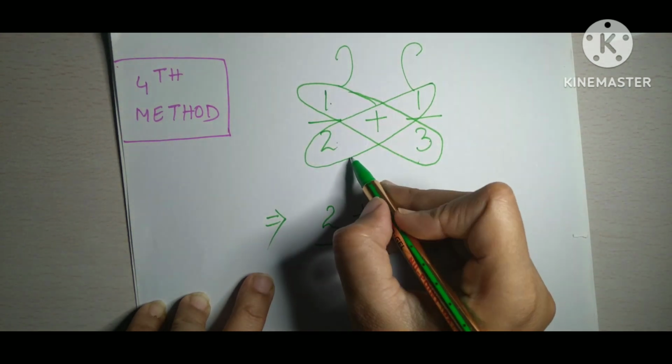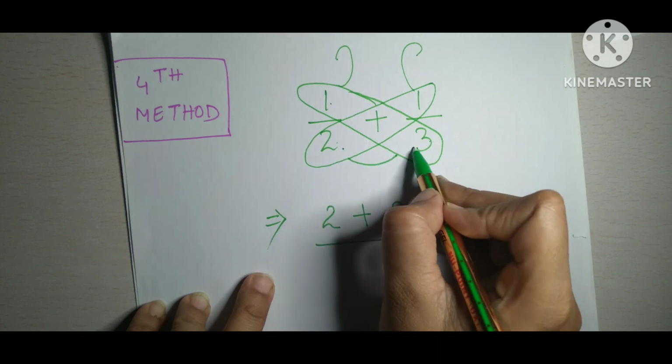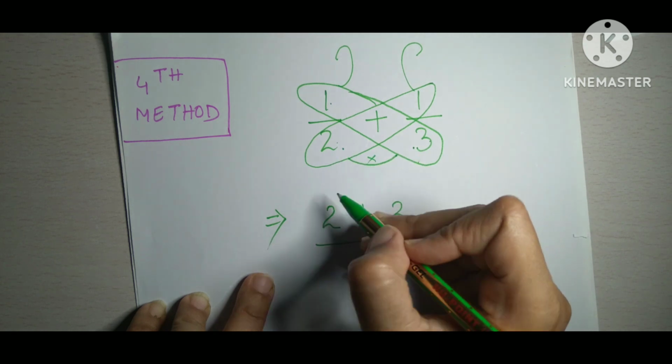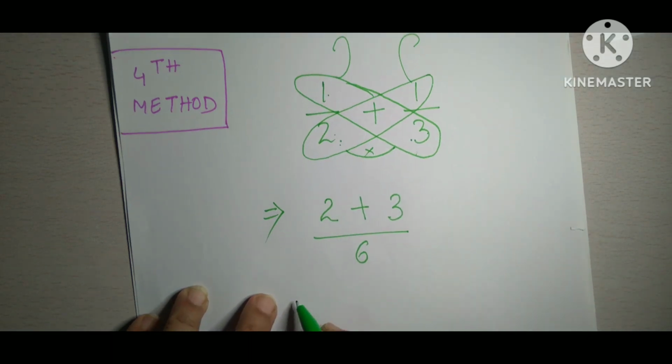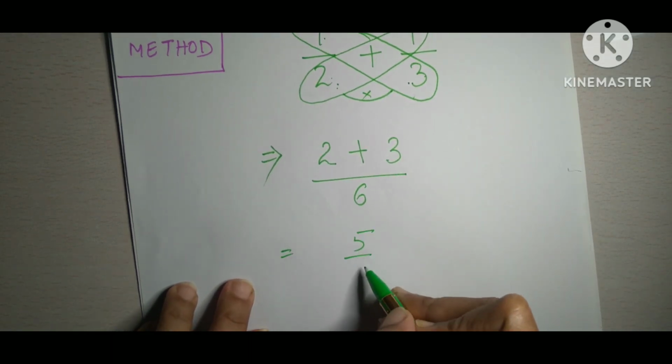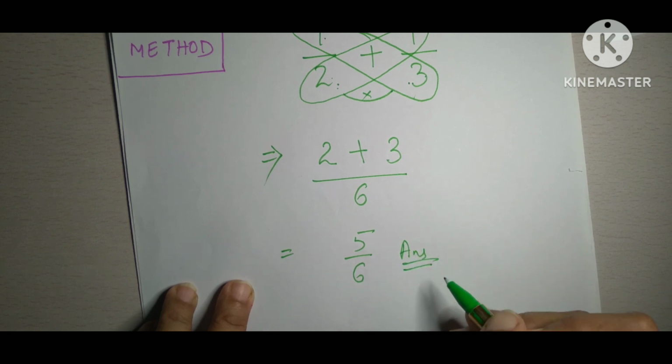Now we'll multiply the denominators. 2 into 3. We'll multiply this. 2 into 3, the denominator part. 2 into 3, 6. So 5 by 6 answer. This is the easiest one.